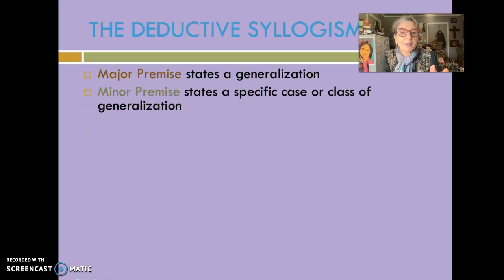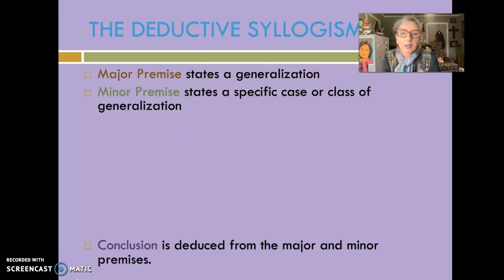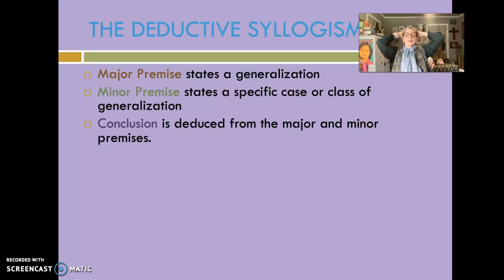Minor premise states a specific case or class of the generalization. So we took from all men, Socrates is a man. So we pulled that generalization, all men are mortal. The mortal is the big category. The men is a smaller category. And then we come up with, what can we deduce? That if Socrates is a man and all men are mortal, then we know that Socrates is mortal.